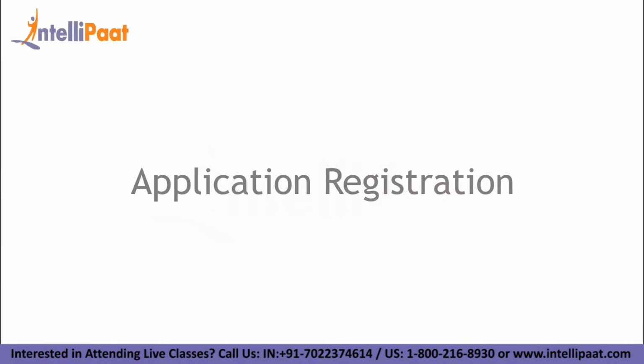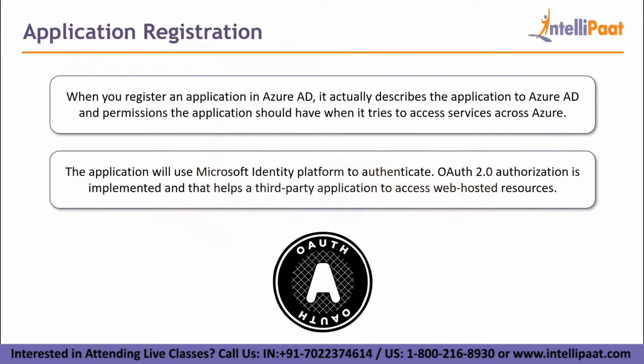We're going to look into application registration. When you register an application in Azure Active Directory, it describes the application to Azure Active Directory and the permissions the application should have when it tries to access services across Azure. Basically, when you register it, it describes the application, what the application needs, and what permissions it needs to access certain resources. Everything is provided to Azure AD, including the permissions the application requires.